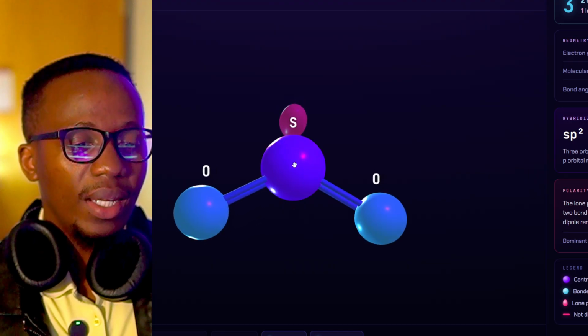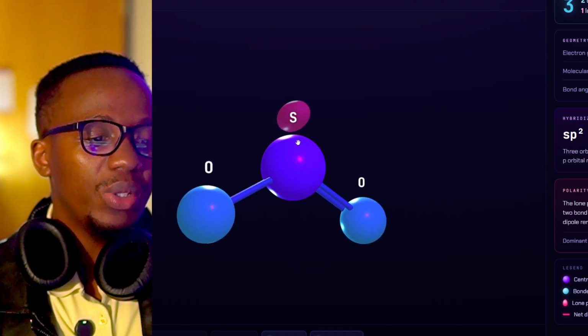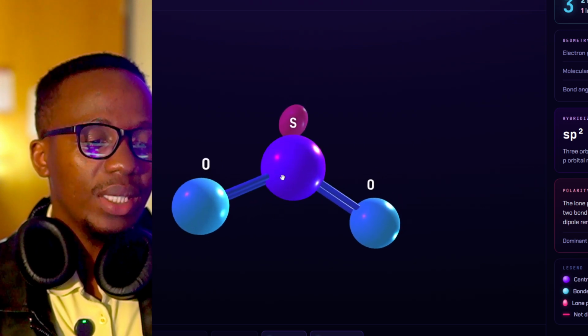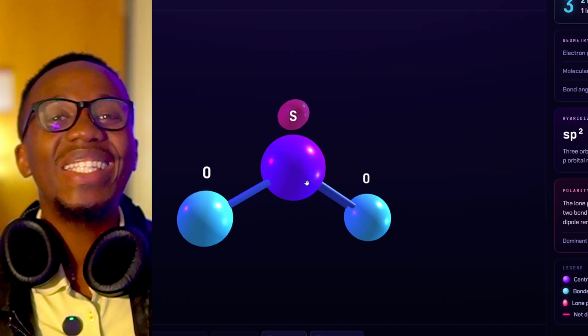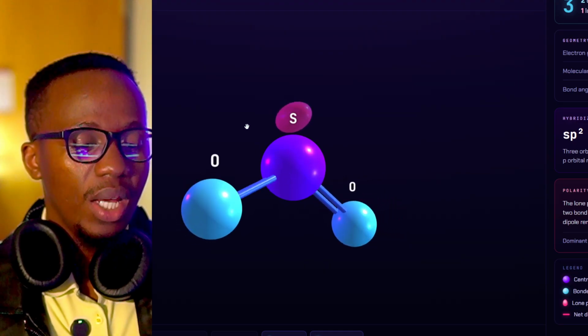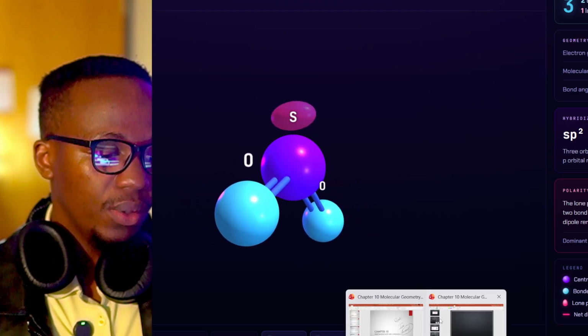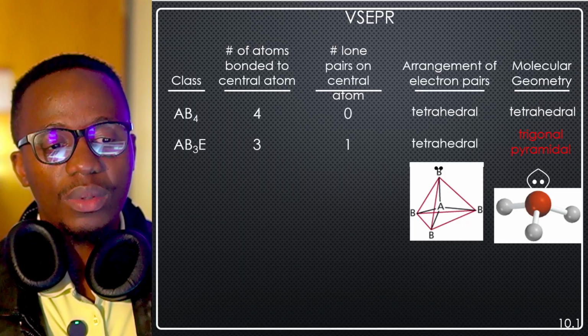SO2, very nice bent geometry. It has a pair at the top that makes it bent. So this is bent geometry. Sometimes we call it angled geometry. So this is SO2. That's angled geometry. We like it. Okay, so that's when you have this.